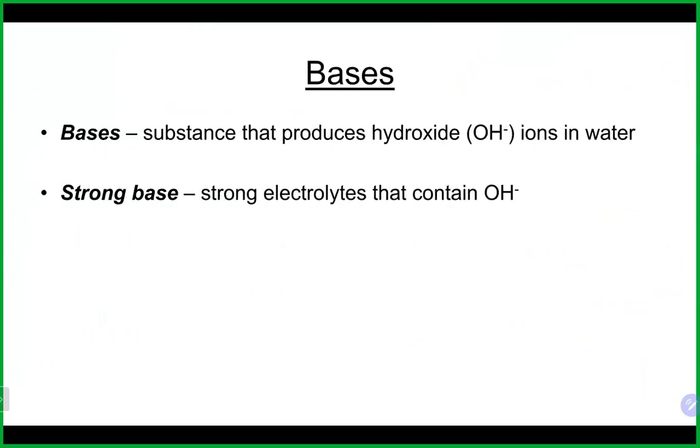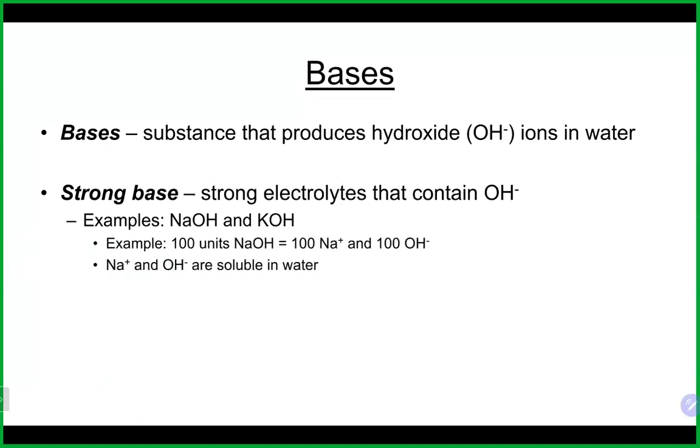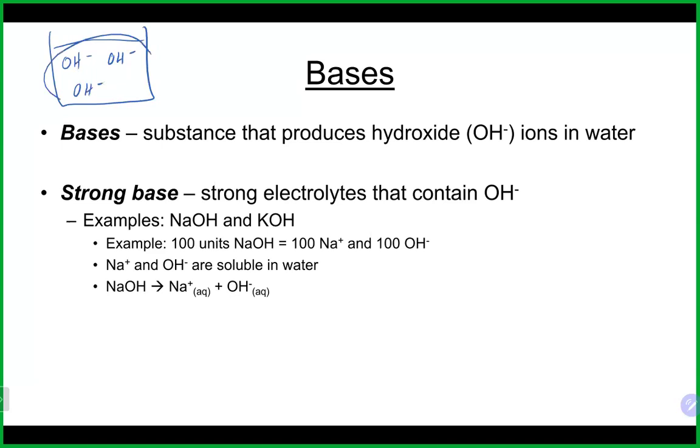Now, bases, on the other hand, are substances that basically can produce hydroxide ions in solution. So it's the same idea. It is a substance that, when it goes for a swim, has the ability to produce free floating hydroxide ions in the solution, and that is going to make it a base. There are some strong bases like sodium hydroxide, potassium hydroxide. Most of the strong bases will have hydroxide in them.